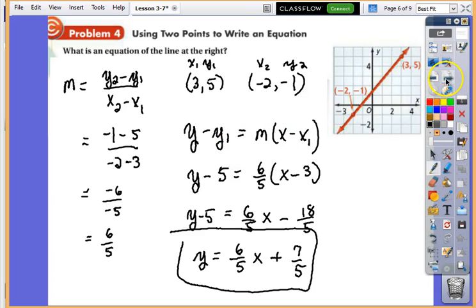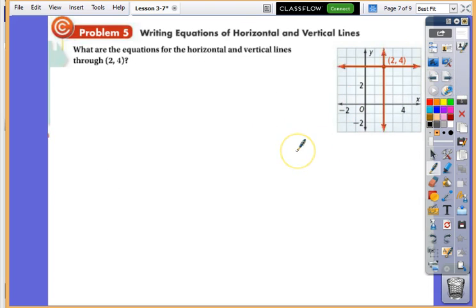All right, moving on. So writing equations of horizontal and vertical lines. Here's the problem. If you have a vertical line, then there's not going to be a slope that exists. So if there is no slope that exists, if it's undefined, then y won't have anything to equal to. So in dealing with horizontal and vertical lines, you're going to be missing a variable.